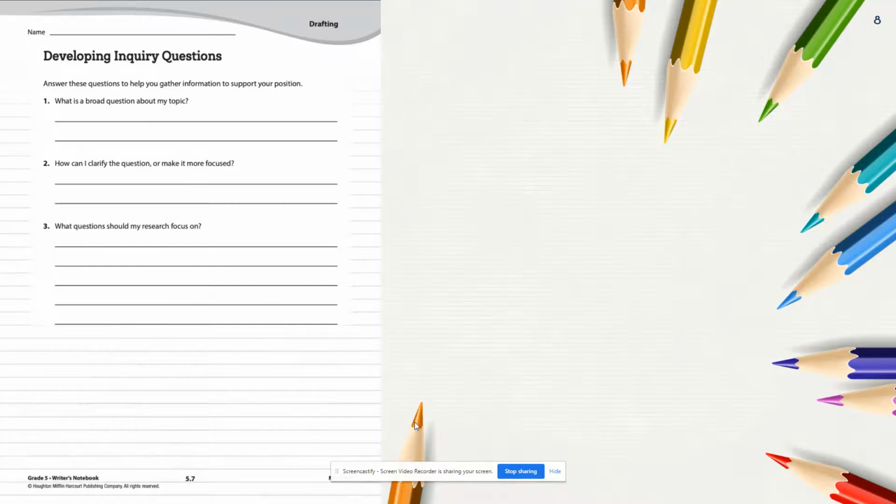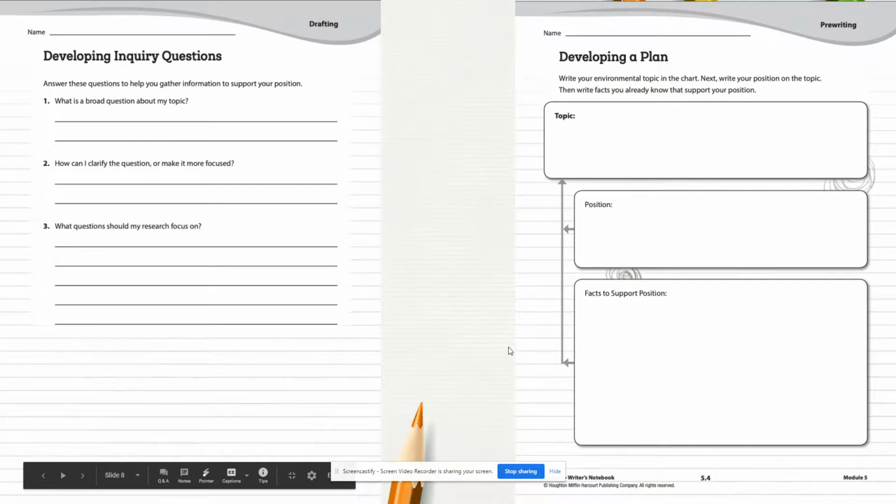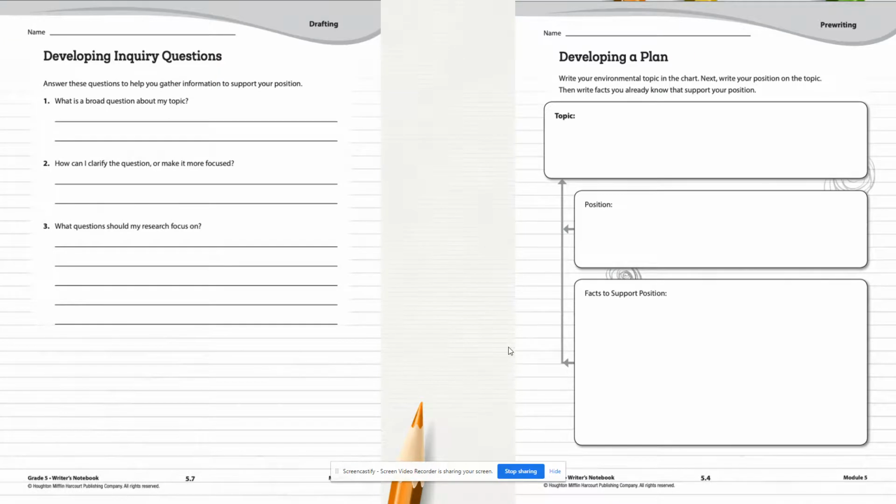Okay, now that you've completed your writer's notebook, page 5.7, let's reference the writer's notebook, page 5.4 that you've already developed a plan for. You will be developing a working thesis statement today based on your position and your notes thus far. Start your draft by looking at your plan. Okay? Write one sentence that states your position. You may have already done this. Be sure it will engage readers and can be supported. This sentence will be your working thesis statement.